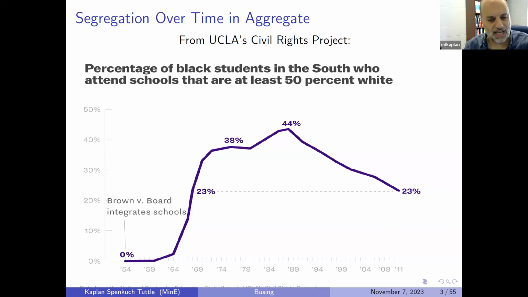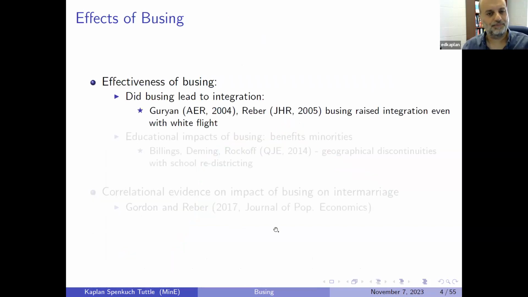Between 1964 and the end of the decade, that percentage went up to 37%. It finally peaked in 1989. Shortly after that, there was a rolling back of the Supreme Court's view on the mandate to integrate schools, and schools are increasingly less integrated over time.